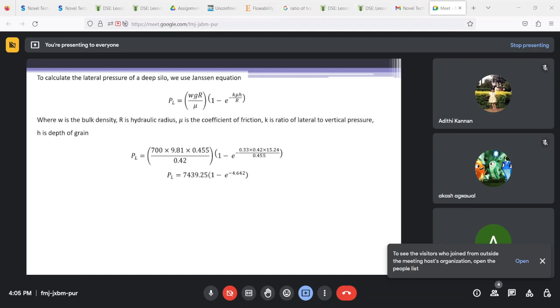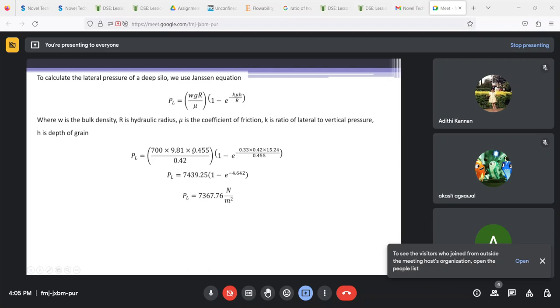So on further simplifying, we get PL is equal to 7439.25, that is this term, into 1 minus e power minus 4.642. Basically, I am just simplifying the calculation right now. And then we get PL, that is the lateral pressure, as 7367.76 Newton per meter square. So this is the lateral pressure.